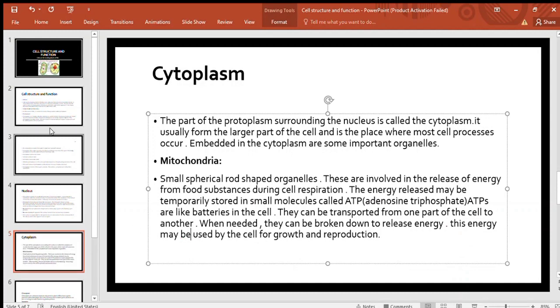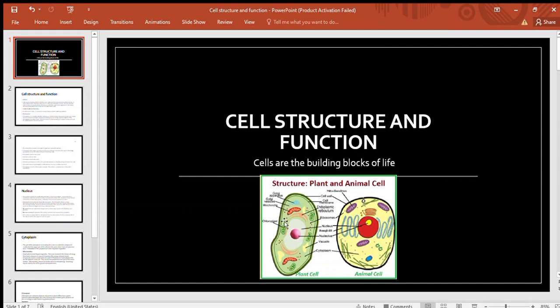Okay, move toward the diagram. Here you can see the mitochondria. Okay. If you go through my channel, I have already shared all the organelles in previous videos, where you can easily understand them.